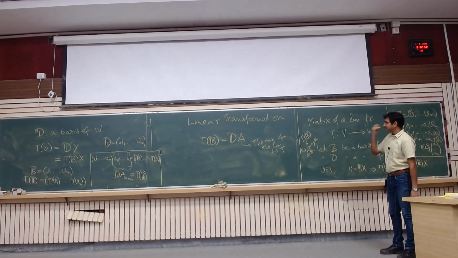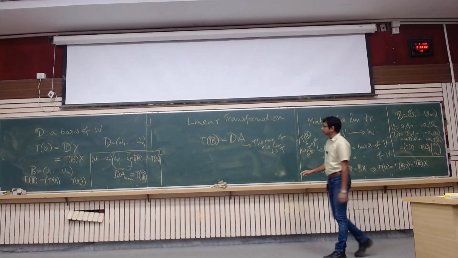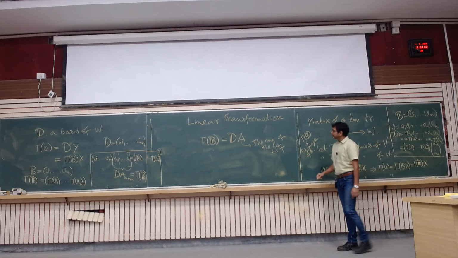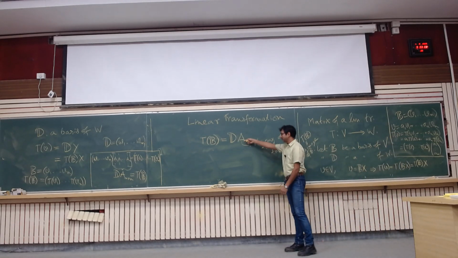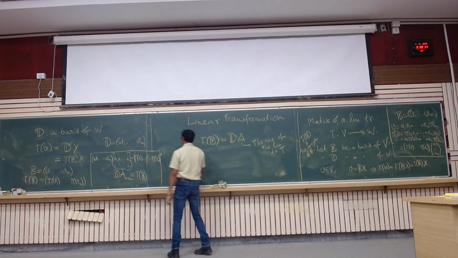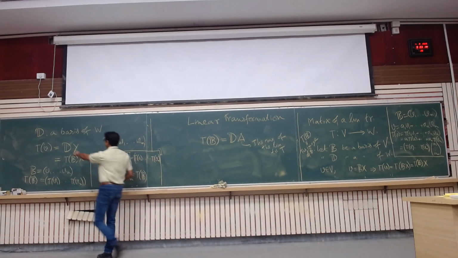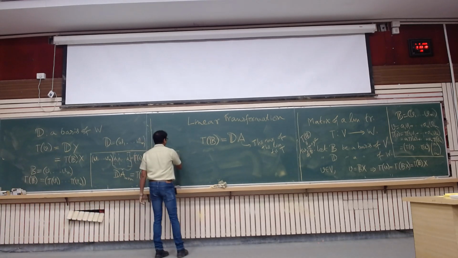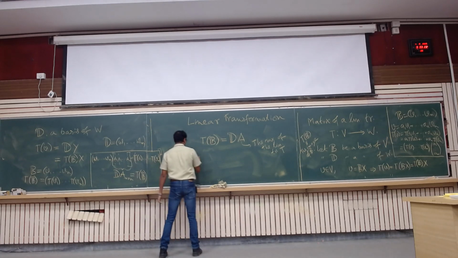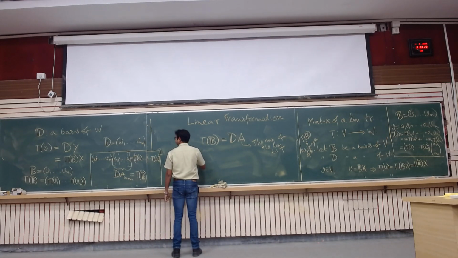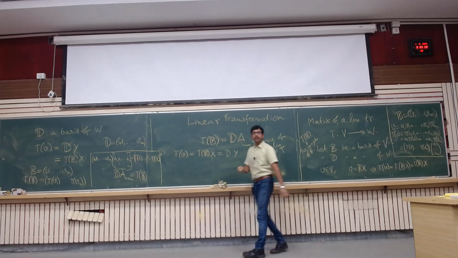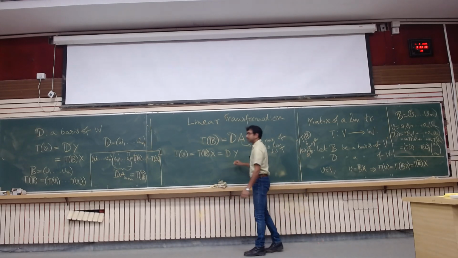Now we are going to relate the coordinates of V and TV in terms of this matrix A. So we are just going to rewrite those. We know that TV is equal to dy, which is equal to TBX, right? So we saw till now that TV for any vector v is equal to TBX, which is equal to dy, right?